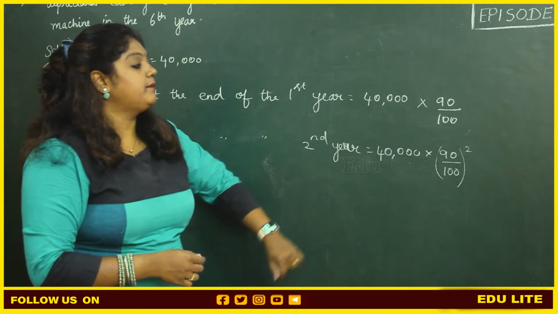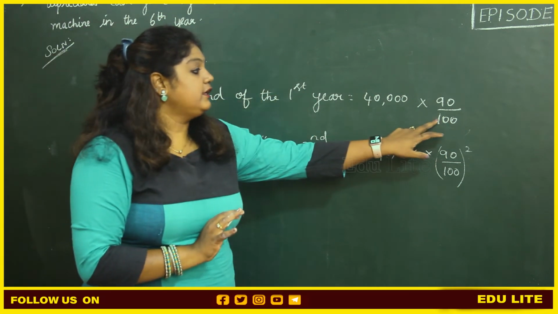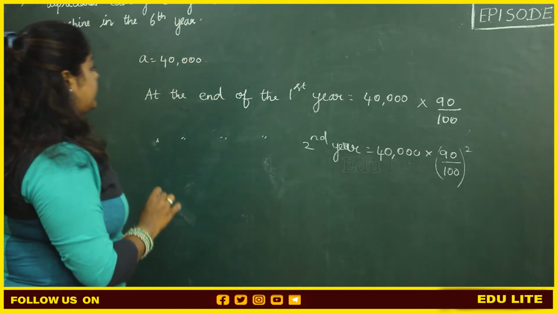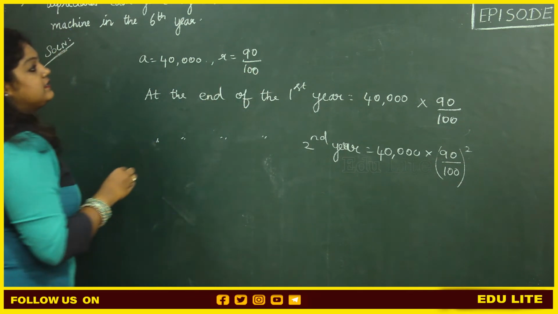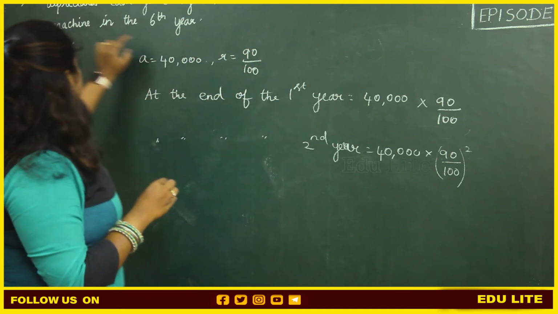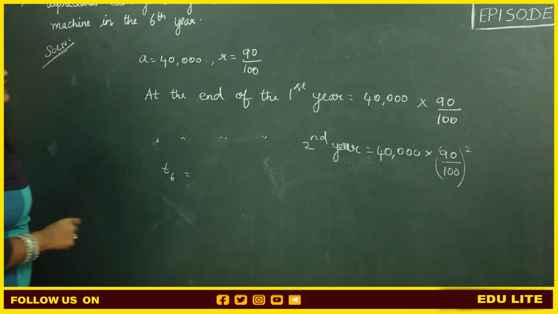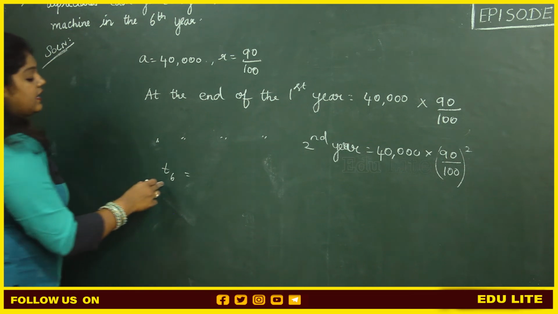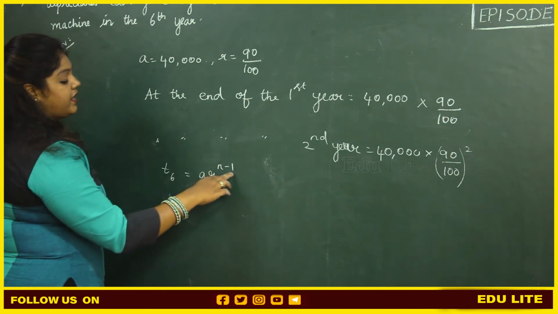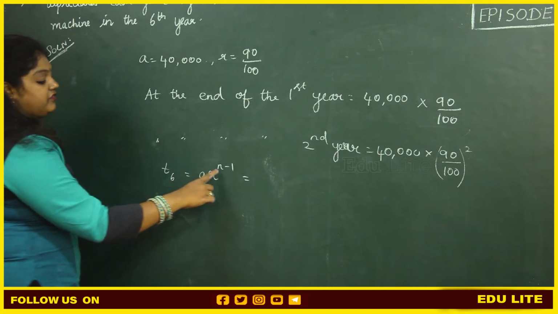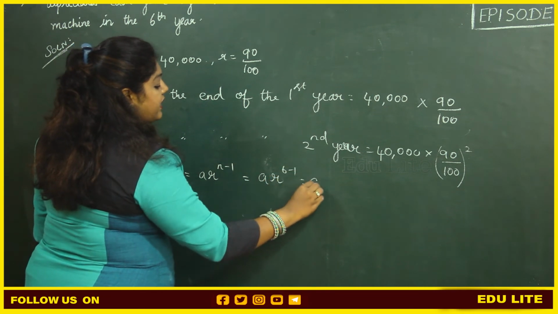From this we can come to the conclusion that the value of A is 40,000, which is directly given, and the value of r is 90 by 100. We are asked to find the estimated value of the machine in the 6th year. In the 6th year means we have to find T6, that is the value of n is equal to 6. The formula is Tn equals A r power n minus 1, and here the value of n is 6. Substituting it, we get A r power 6 minus 1, which is A r power 5.